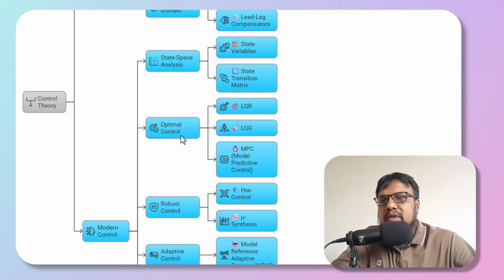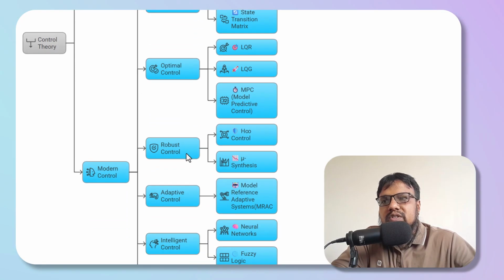Then we have optimal control. The main components of optimal control are LQR, that is linear quadratic regulator. Then we have LQG, linear quadratic Gaussian. And finally, MPC, that is model predictive control. If you learn these three things, you will mostly cover optimal control.